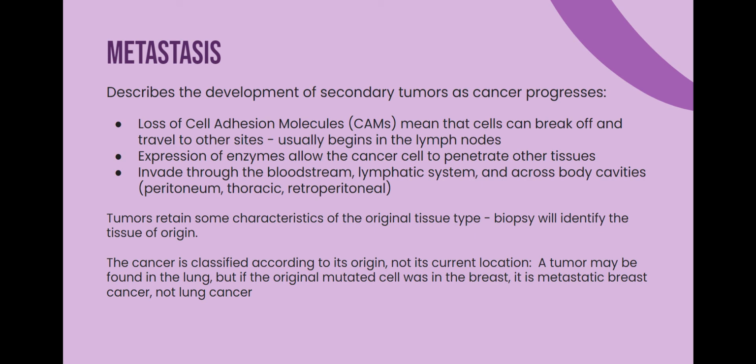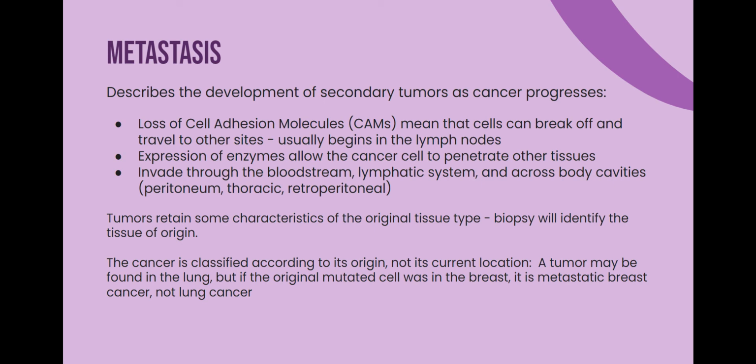And across body cavities. So if you have uterine cancer, it can spread all through the peritoneum. If you have a cancer that's somewhere in the thoracic cavity, like the lungs, it'll spread first inside the thoracic cavity into the surrounding lymph areas. Retroperitoneal: if you have kidney cancer, it's going to invade organs there. So tumors that are cancerous do retain some characteristics of the original tissue type, and a biopsy is going to tell you exactly what type of tissue it arose from.